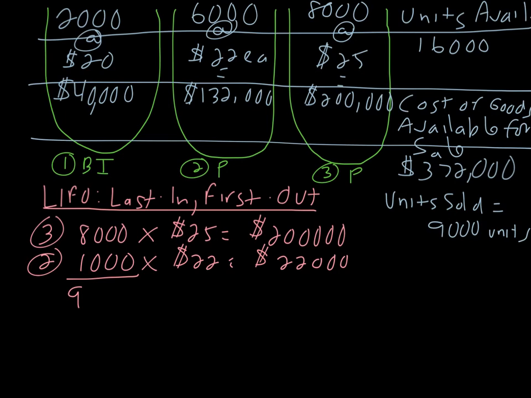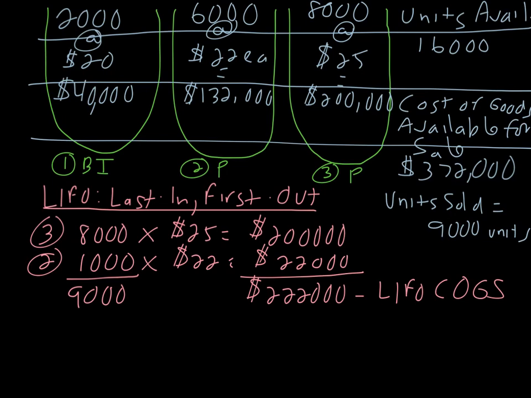Again, I want you to calculate the units here. We have 9,000 units, and make sure that matches what you sold for the month, the total amount that you sold. And then let's just total up these numbers here. That's 222,000. So that is my LIFO cost of goods sold.